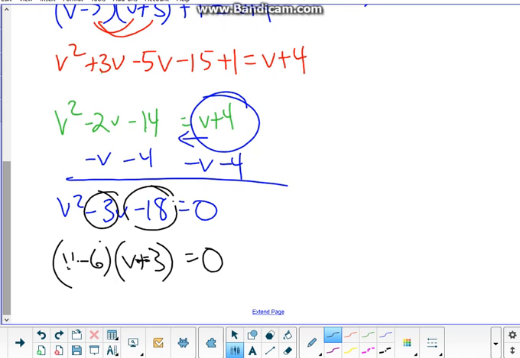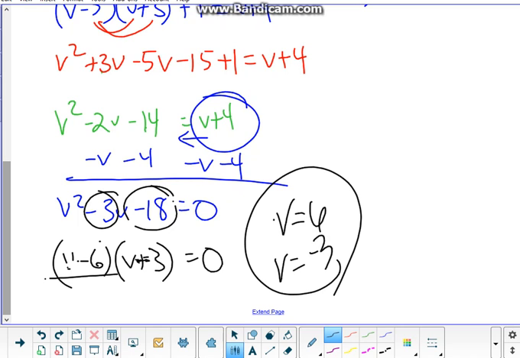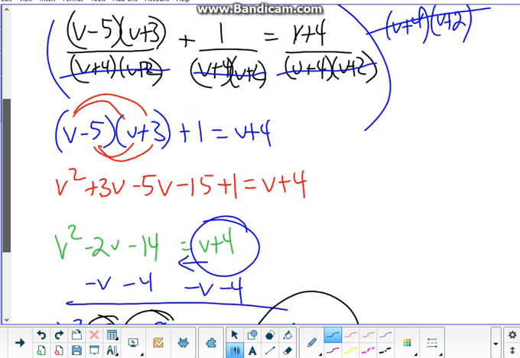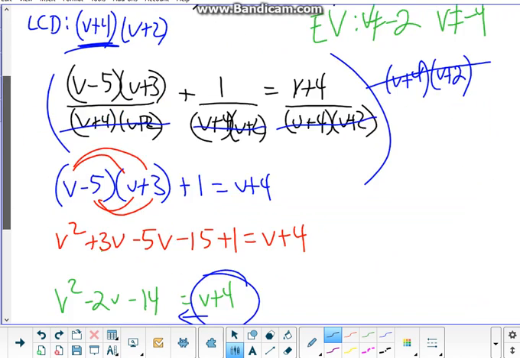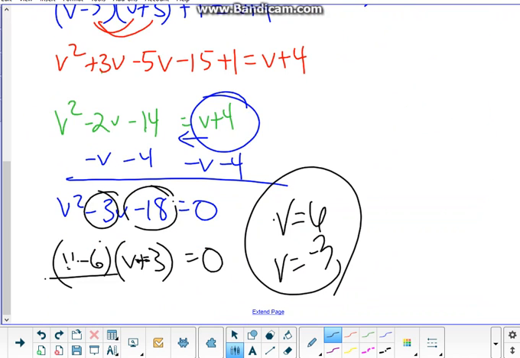So my two solutions here are, if I take a look at this and set this equal to 0, v minus 6 equals 0, that means that v equals a positive 6, or v equals a negative 3, and these are my two solutions. But let's go back up and just double check real quick. Are they excluded? My excluded values were v cannot equal negative 2 or negative 4, which means these two guys, they are just fine. You guys can try that last example on your own, and you will see my solution here in just a second.